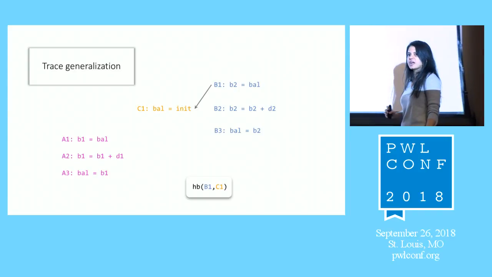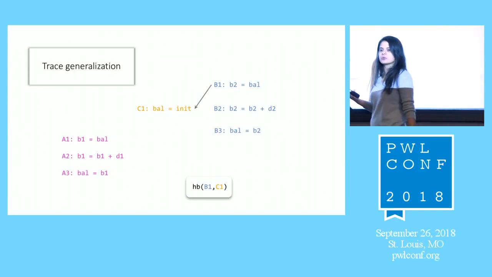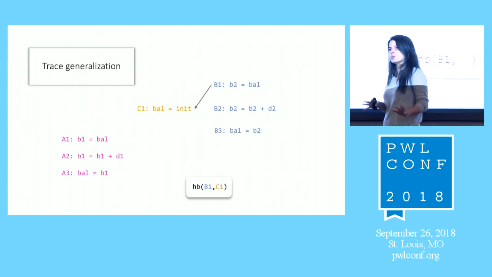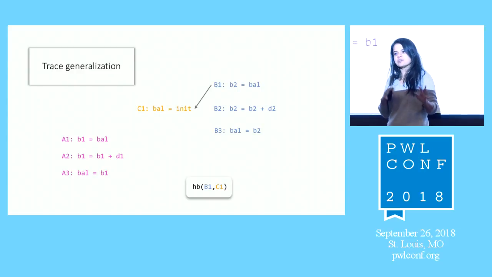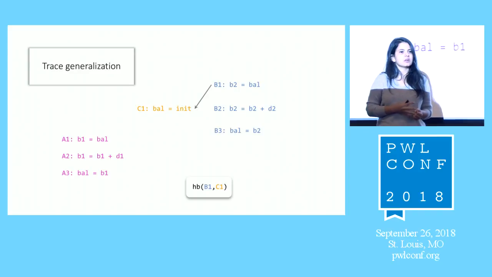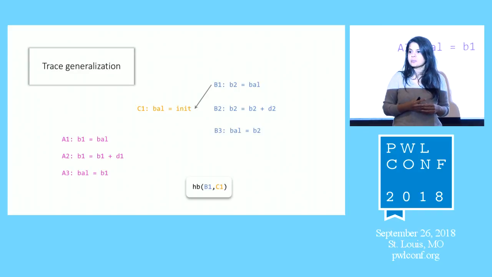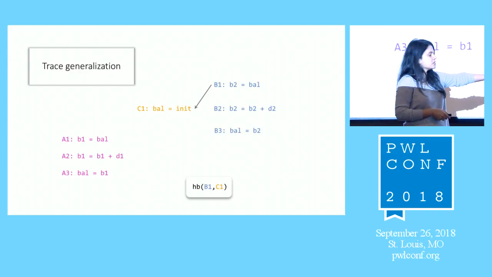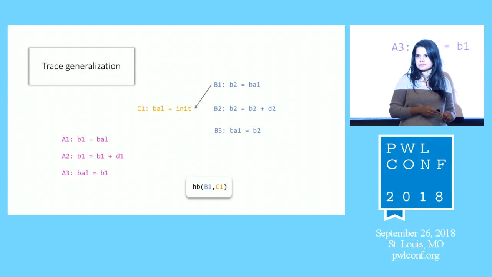So I won't have time to tell you how we do the trace generalization. Let me just mention that we make sure that we preserve the data flow into the error, and we use some minimal unsatisfiability core computations to arrive at this trace generalization.